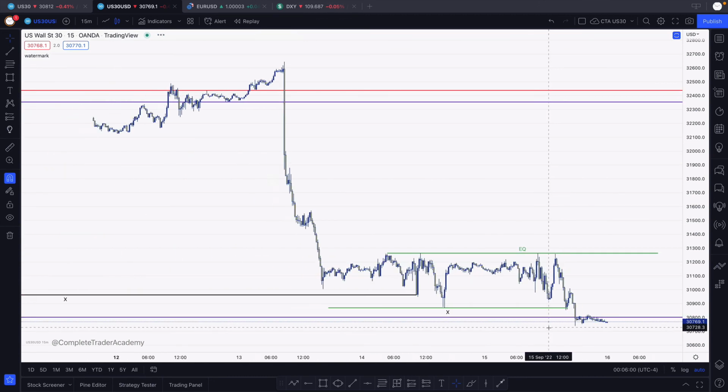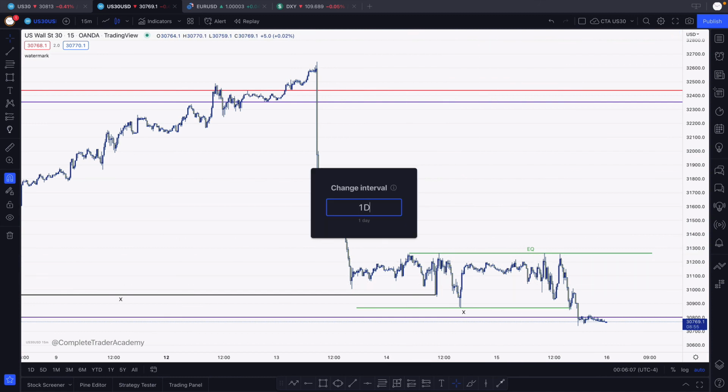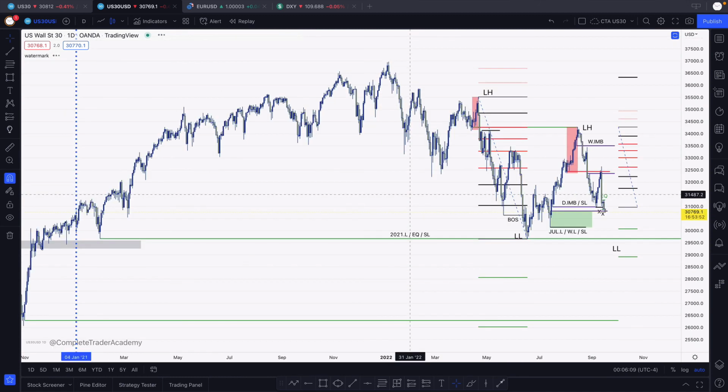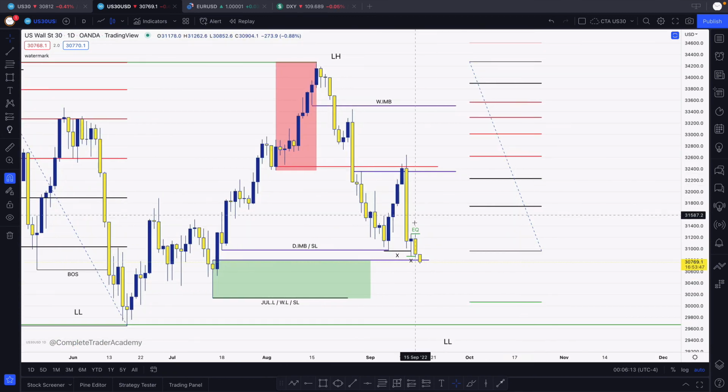But if I zoom out, you see, look how perfect that is. I'm going to go back to the daily just so you can understand that it is very, very possible that once we get into this demand area, mitigate some of this price, maybe take out that low or just that low, I'm expecting to at least tap into all these equal highs that I just showed you previously. All right, so that's pretty much it.